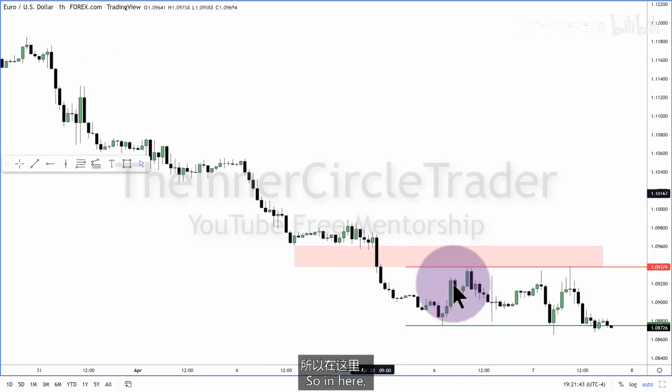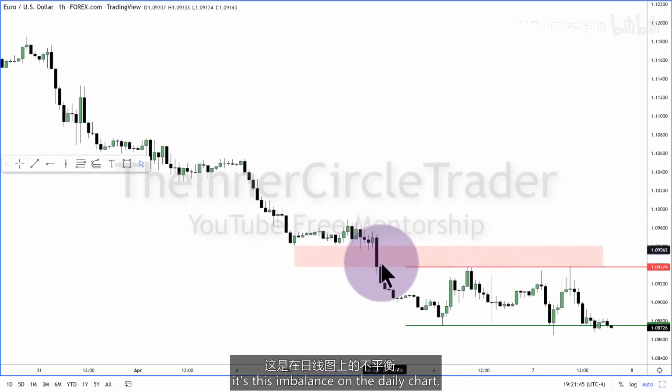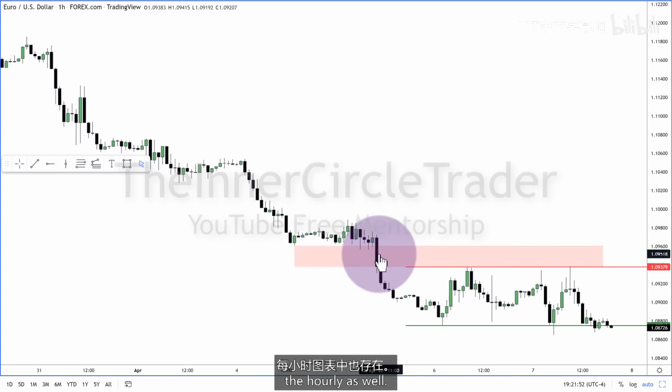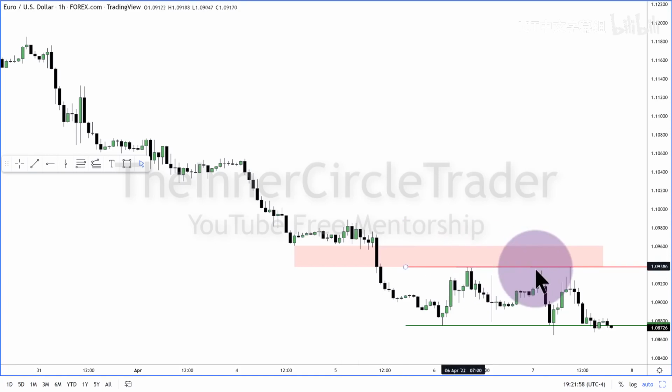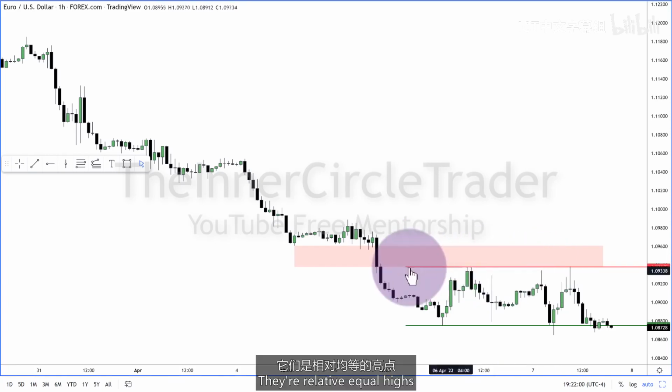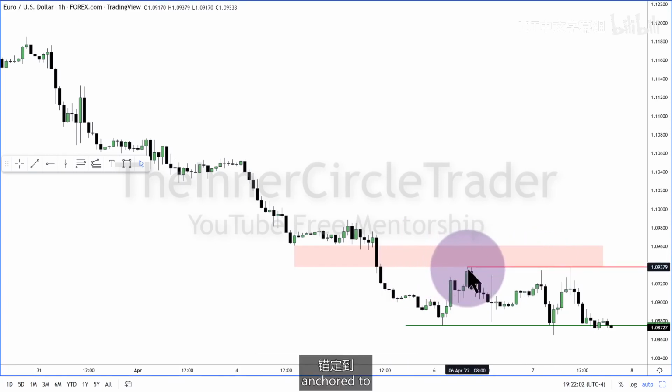It's a struggle, folks. So in here, it's this imbalance on the daily chart, but now we can see it also exists in the hourly as well. So we have what? This high and this high. What are they? They're relative equal highs, anchored to that point right there.